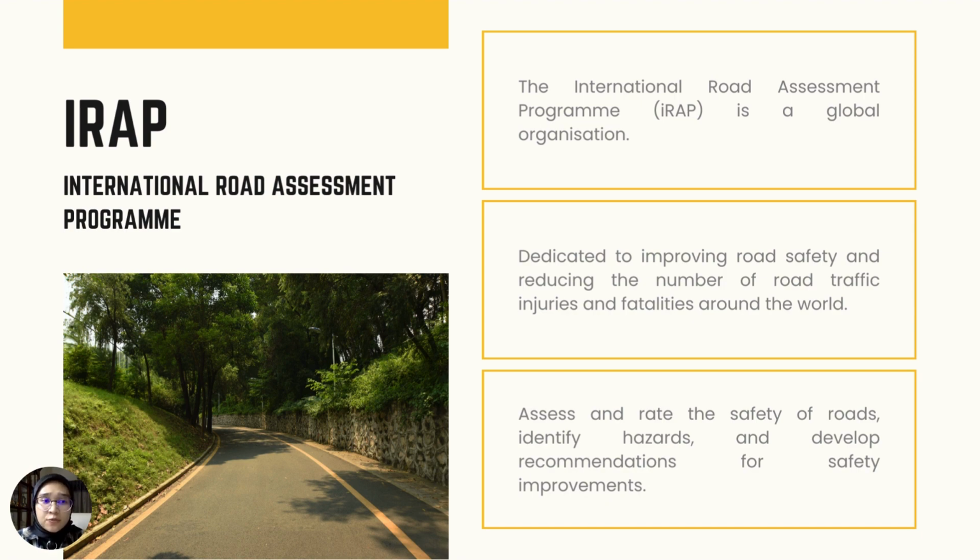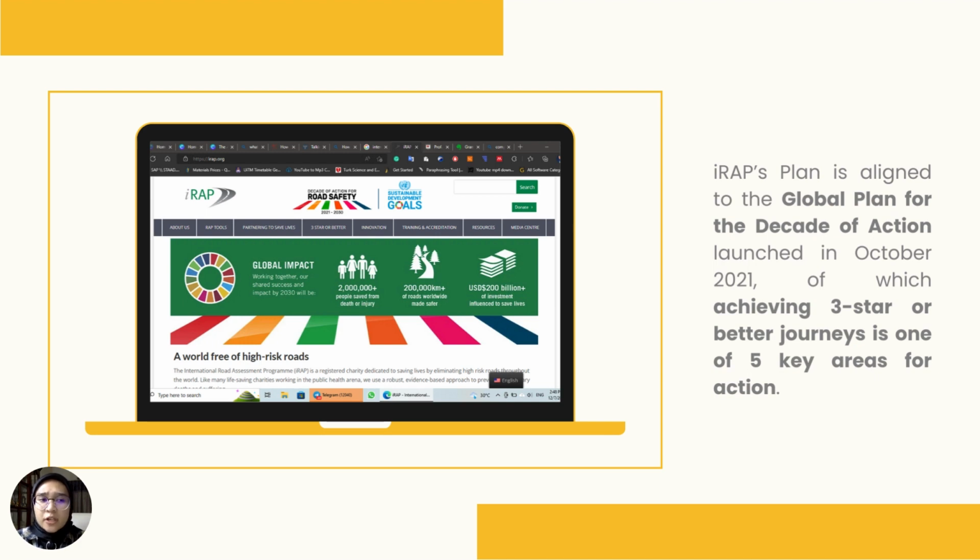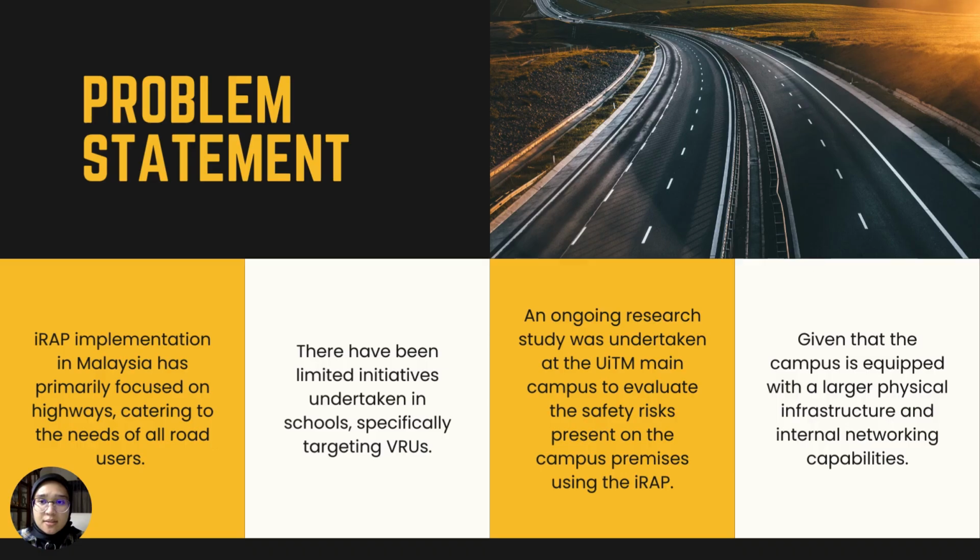for safety improvements. For your information, iRAP's plan is aligned to the Global Plan for the Decade of Action launched in October 2021, of which achieving 3-star or better journeys is one of 5 key areas of action. Note that 1 star is bad, 3-star is okay, and 5-star is really good. With iRAP, every road in every country should be rated at least 3 stars to achieve global standards.